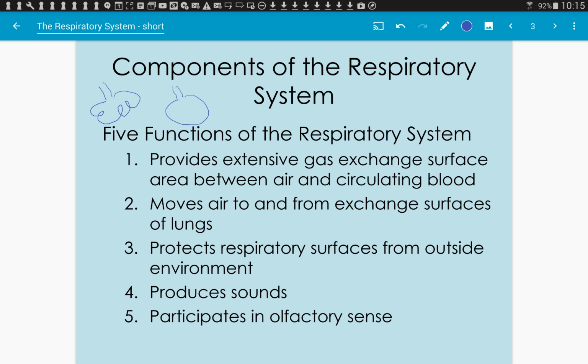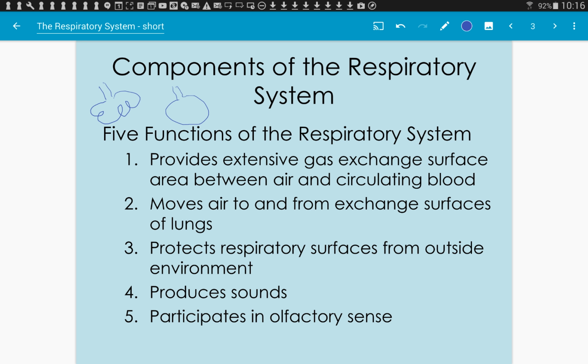Another function of the respiratory system is to move air from outside our body in and back out again. And so we'll learn about the anatomy of the upper and lower respiratory tract and all of those places that air travels.